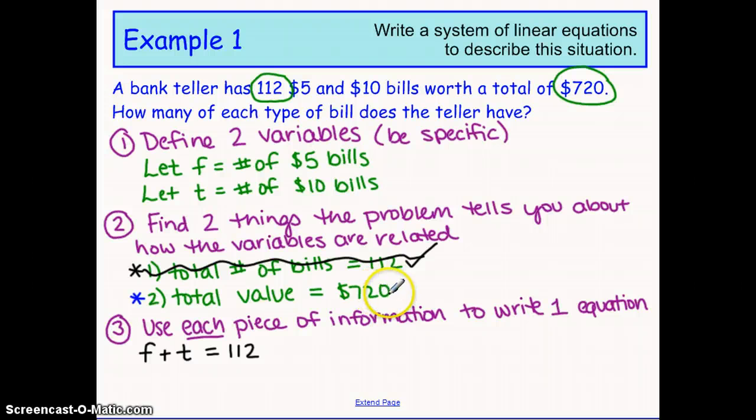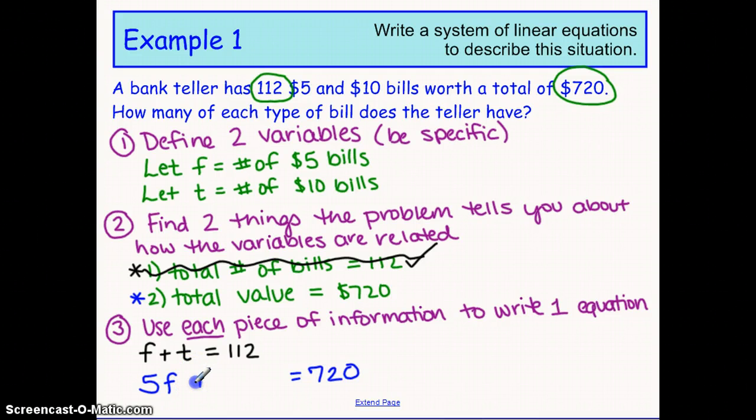The total value is 720. So we're going to use that piece of information to write another equation. Because it's a total and it's 720, we're going to say that this equation equals 720. And then you've got to think, okay, how do you get that $720? You're adding together the value of the 5s and the value of the 10s. To figure that out, the $5 bills would be worth $5 times however many there are, and there are F of them. So $5 times the number of bills, F, would give you how much the $5 bills are worth.